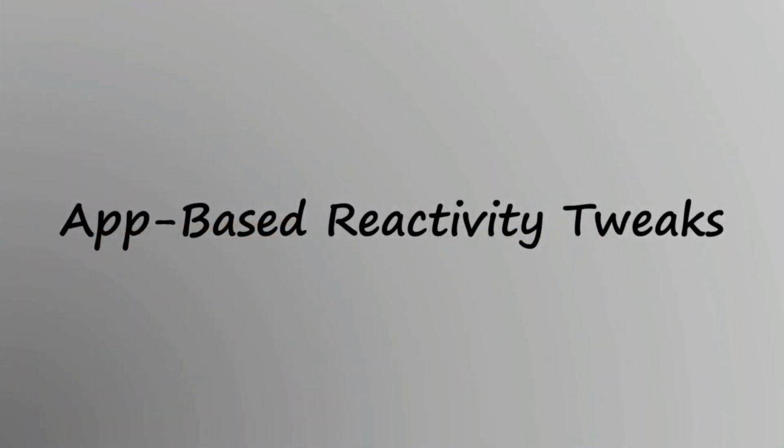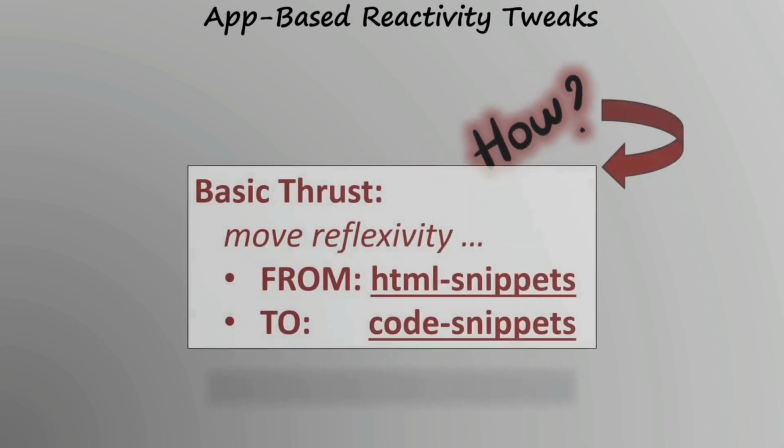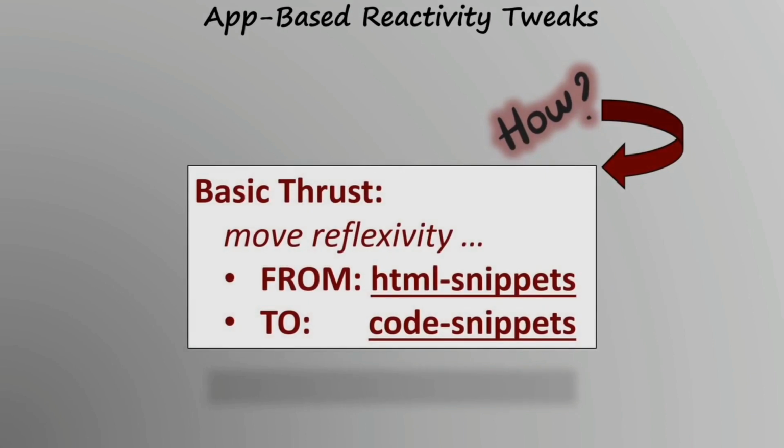It turns out there are app-specific techniques by which we can tweak the reactivity. So how can we impact this? After all, Svelte is the one who's in control of executing our HTML snippets. How can we alter this? The basic thrust of what we're about to do is to move reflexivity from HTML snippets to code snippets. Remember that code snippets have less overhead because we're merely changing the JavaScript state variables. We can take that in combination with what we learned about staleness monitoring and do something with that.